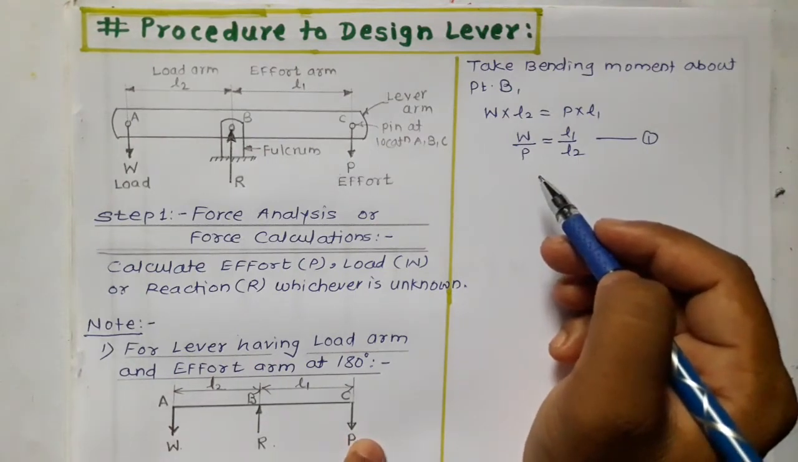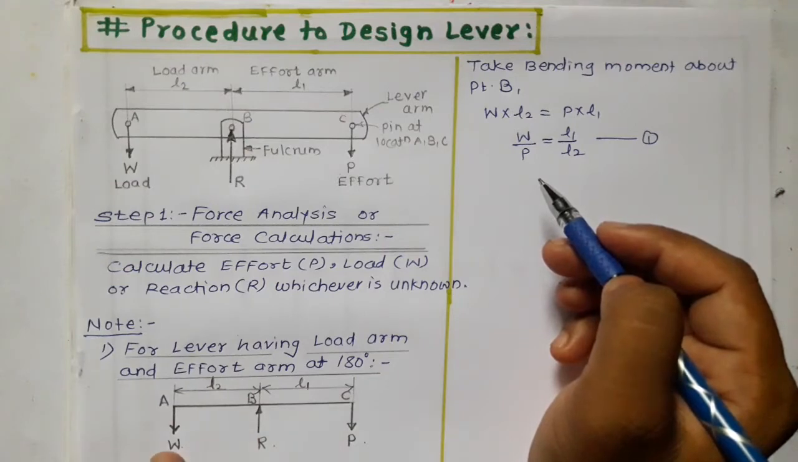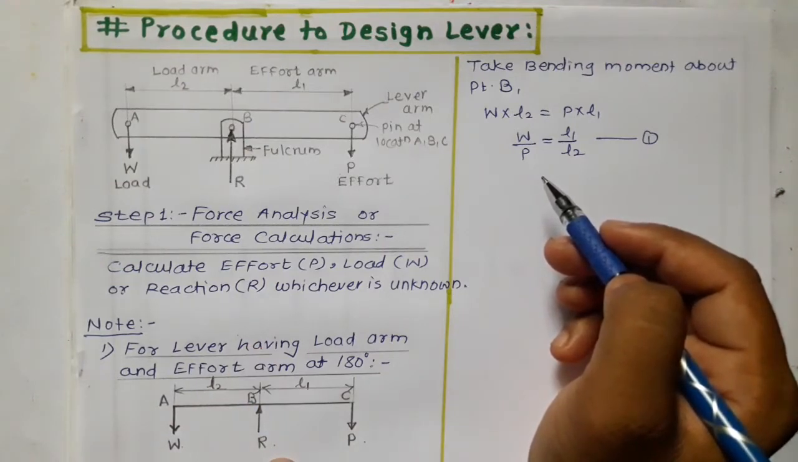Now let us consider the second point, that is how to find out this reaction R. So it is simple, as all these forces are vertical, P and W are vertical downward and R is vertical upward. So just we have to take the vertical summation of forces.